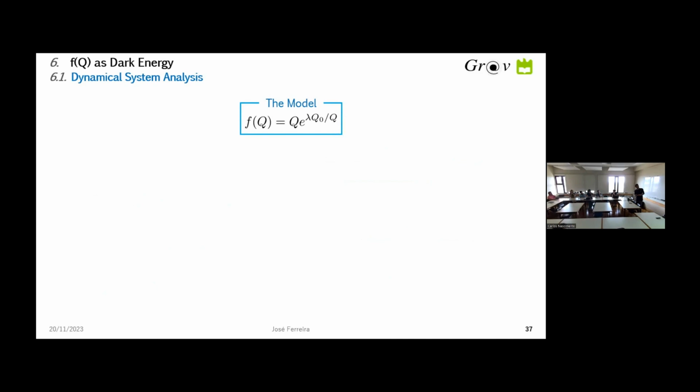This extra exponential term has the lambda, which is not a free parameter like the previous alpha, because it can be related with the energy matter content of the universe. That's Q naught over Q in the exponent. Exactly, so it's a 1 over Q in the exponent. So it's not analytic near Q equals 0. Is near Q equals 0 the Newtonian view? It's Minkowski. Exactly.